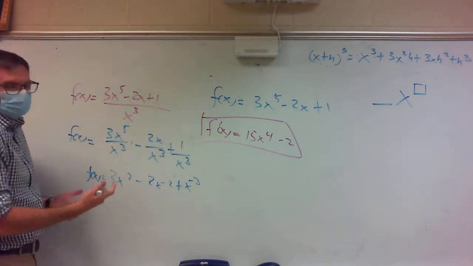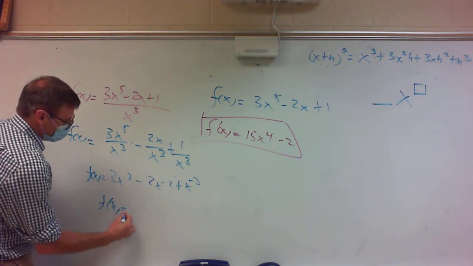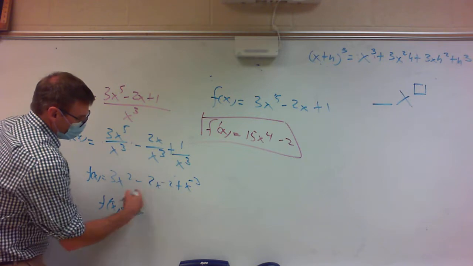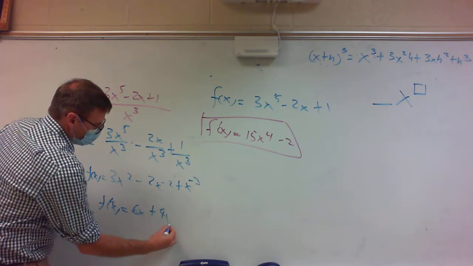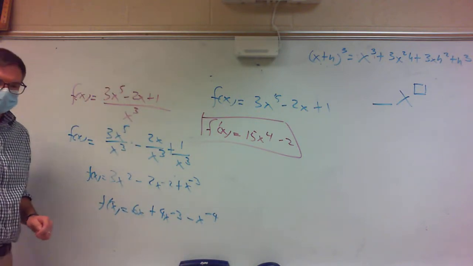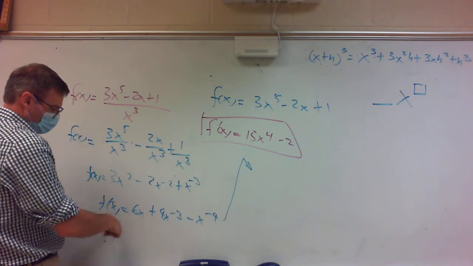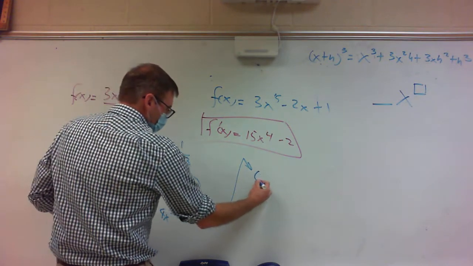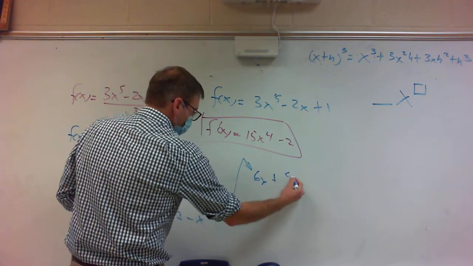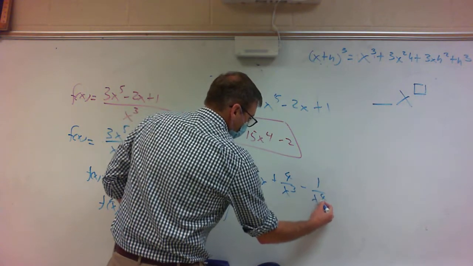And now I can actually take the derivative, and you have to do this pretty quickly. So f prime of x is going to equal 6x. I'll end up with a plus 4x to the negative 3 minus x to the negative 4. Which is going to give me 6x plus 4 over x cubed minus 1 over x to the 4th.